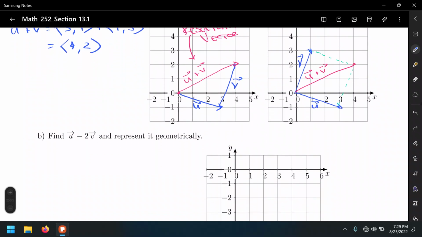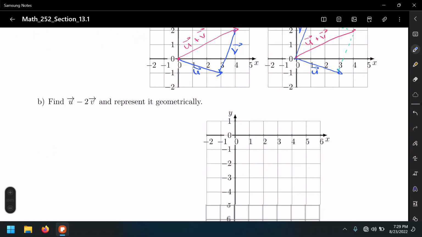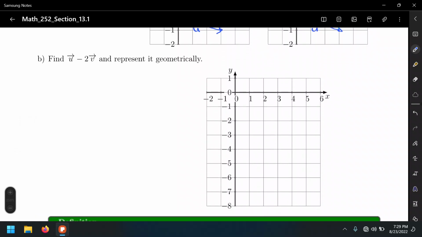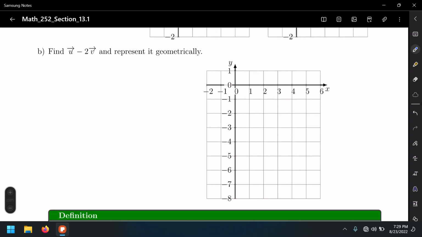Letter B, find u minus 2v. So in this case, this is where the negative is going to kick in. You'll see how that is going to work. All right. So number 1, find it algebraically and then represent it geometrically. So let's do the algebraic version first. I think that's the easiest thing to do for now. Just add and subtract numbers. So that's 3, negative 1 minus 2 times 1, 3.